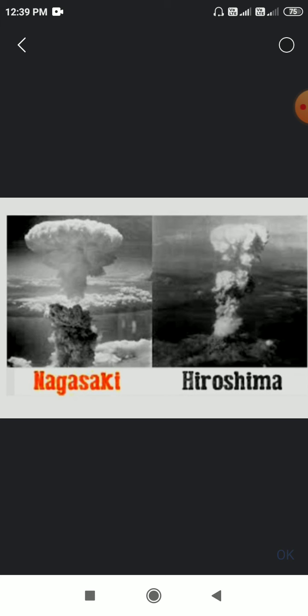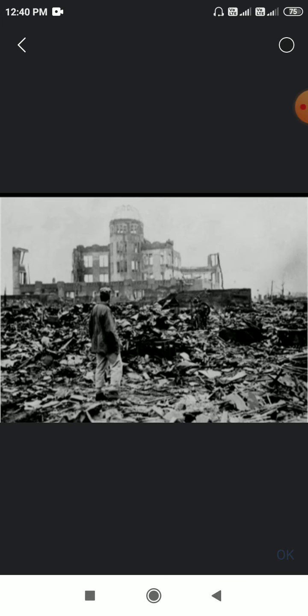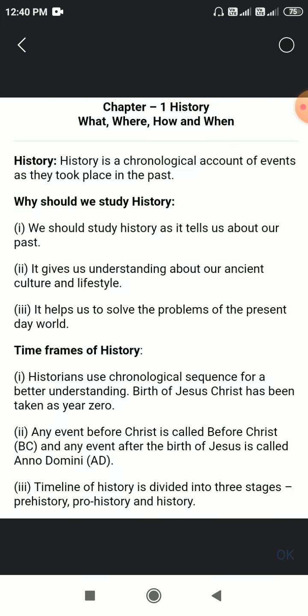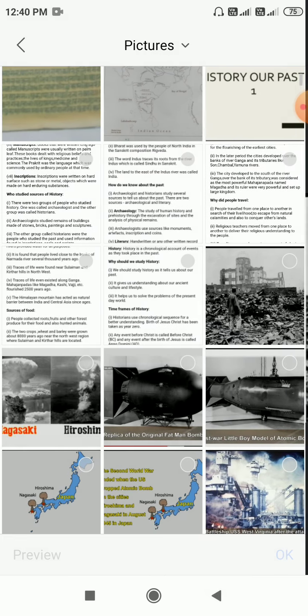After the powerful atomic bomb was dropped by the United States of America, there is a picture you can see of the two cities. A massive mushroom cloud was formed. These show the effects and the devastating impacts of the powerful atomic bomb. And here, after the atomic bomb drop, this is one of the pictures of the devastating impacts of the bomb. So that is how we can see it.